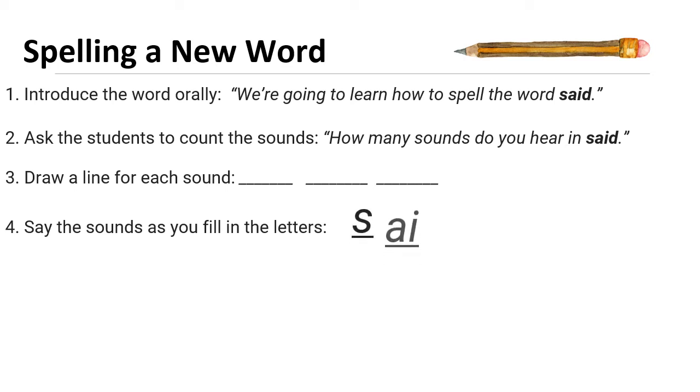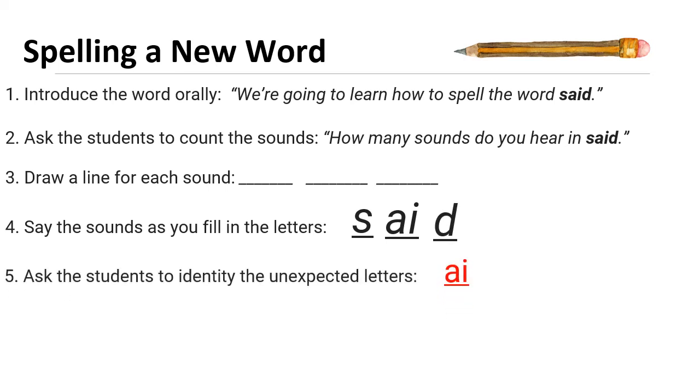S, e, d. Then I would have the students look at it. And I would ask them, what's tricky about this word? And they would tell me, AI. That's the tricky part. That's the unexpected part. They hear e but we're writing AI. We really want the students to attach the sound of the word with the letters making that sound. So this is a good way to really help them focus on that and hone in on it and reinforce the sequence.